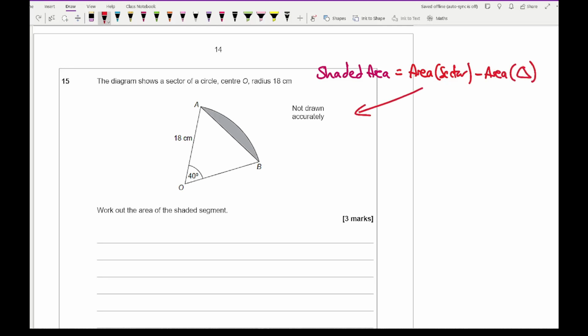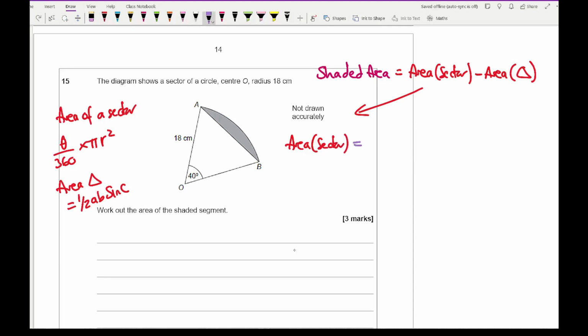Now the area of the sector is, let me just write down the formula. So area of a sector is theta over 360, and because sector is connected to area, it's times pi r squared. Now the area of the triangle that I'm going to be using is going to be half AB sine c. And the reason why I'm going to use half AB sine c is because I don't know the height of that triangle.